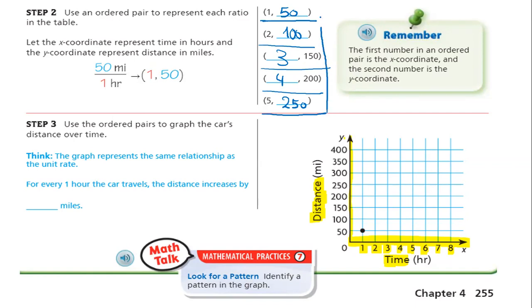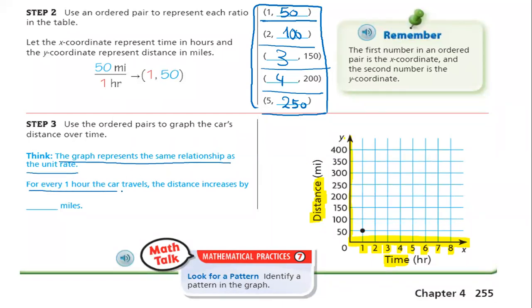Can we graph right now by using these ordered pairs? Can we graph, Ali Yusuf? Yes. How? Thank you, Ali Yusuf. Let Ahmed Badr graph with me in the third step. Use the ordered pairs, Ahmed, to graph the car's distance over time. Don't forget the graph represents the same relationship as the unit rate.